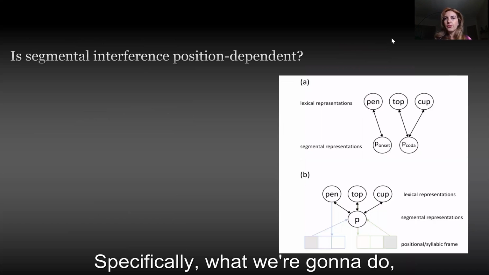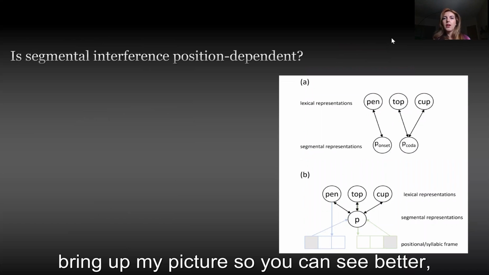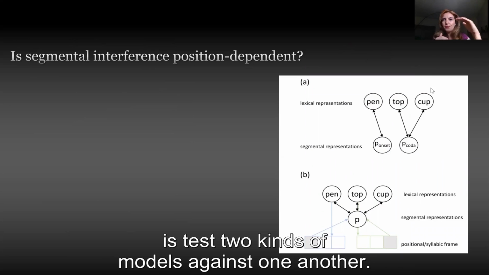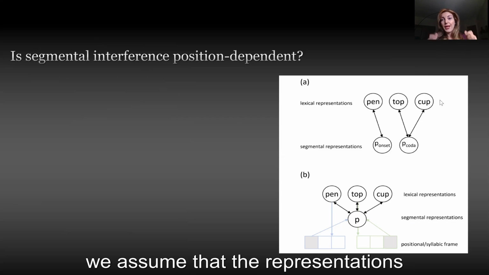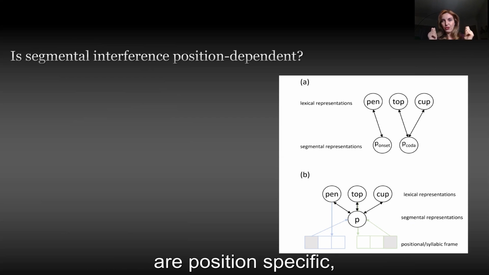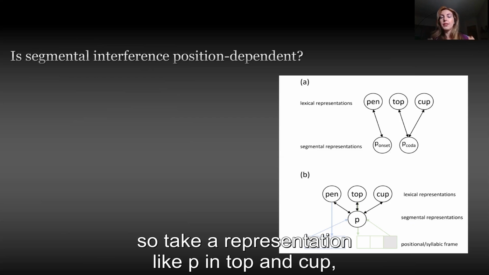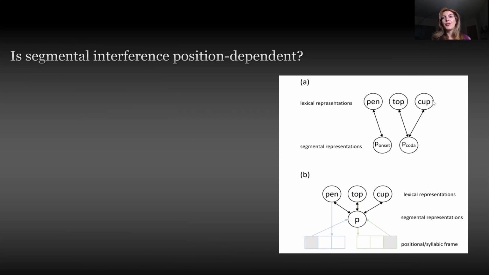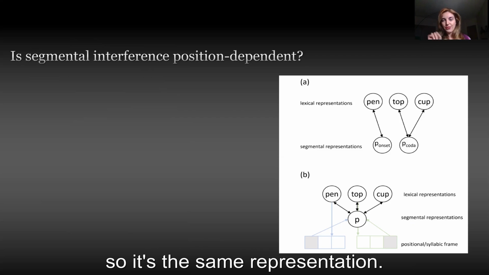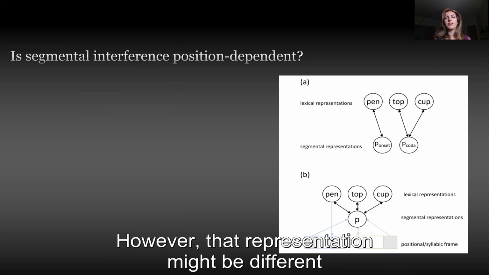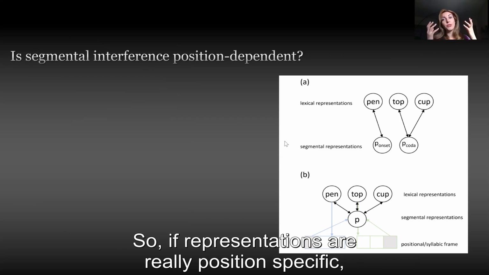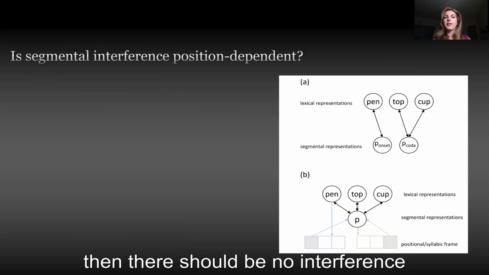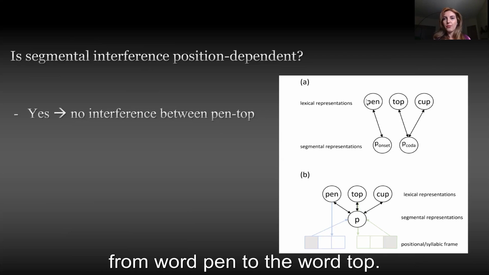Specifically, what we're going to do, let me move my picture so we can see better, is test two kinds of models against one another. In the first scenario, we assume that the representations are position specific. So take a representation like P. In top and cup, it's always a P coda, so it's the same representation. However, that representation might be different from a P that appears in the onset position in a word like pen. So if representations are really position specific, then there should be no interference from word pen to the word top.